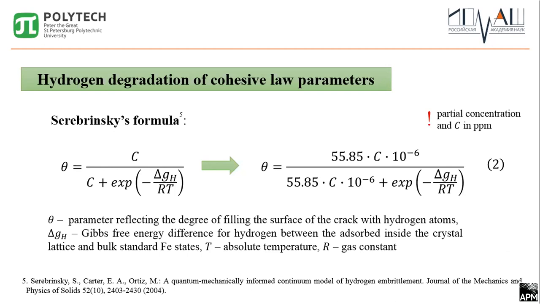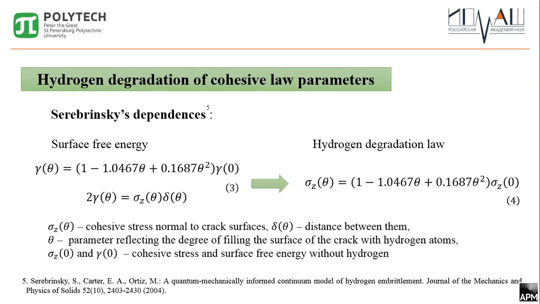It should be noted that in the case of using the value of the partial concentration of a substance in this ratio, and keeping in mind the value of concentration presented in ppm, the expression takes the form 2. Based on the value of the parameter theta, the change in the specific energy of the free surface gamma is determined by expression 3. After that, the energy ratio is considered, and it's assumed that the maximum value of the relative displacement of crack edges at which there is no breaking of bonds between them deeply depends on the value of the parameter theta. Following these considerations, the law of hydrogen degradation can be represented in sufficient form.